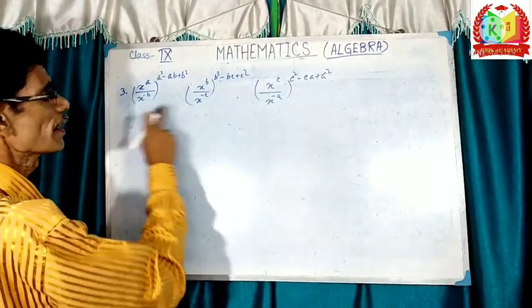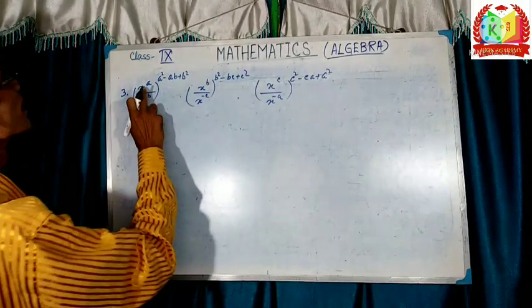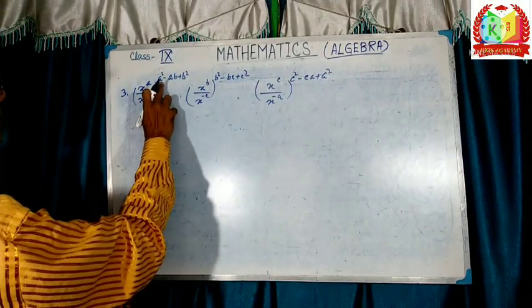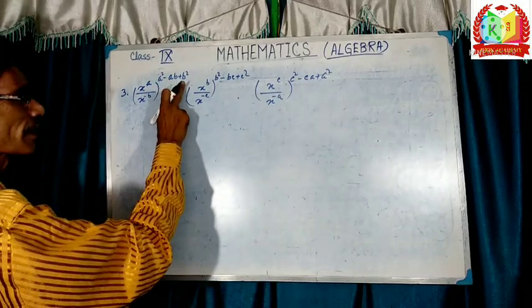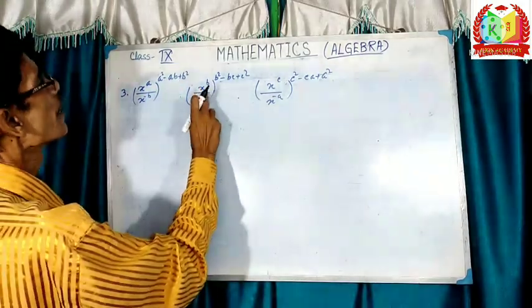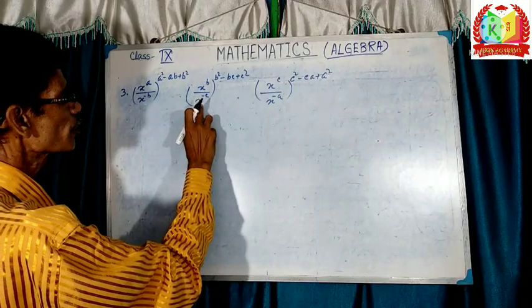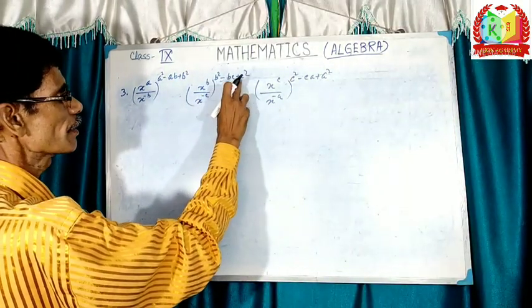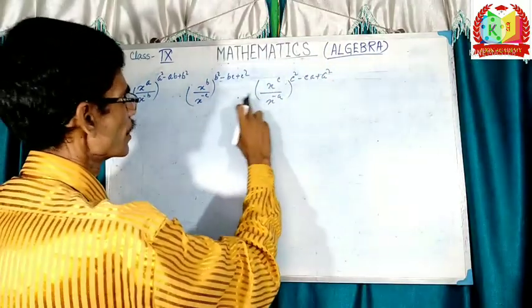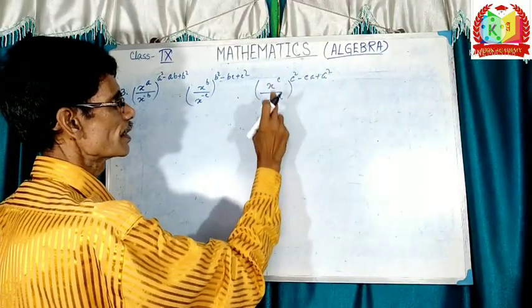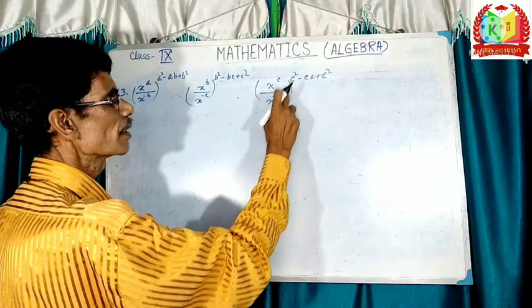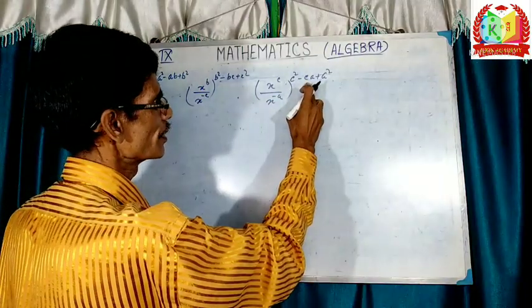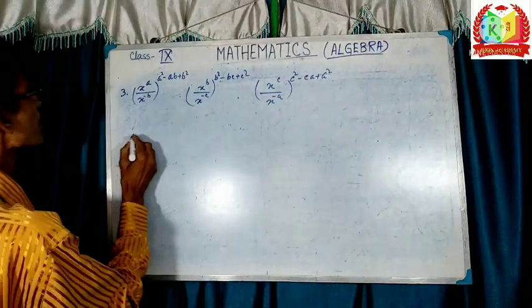Now I simplify this question. (x to the power a by x to the power minus b) whole to the power a square minus ab plus b square into (x to the power b by x to the power minus c) whole to the power b square minus bc plus c square into (x to the power c by x to the power minus a) whole to the power c square minus ca plus a square.